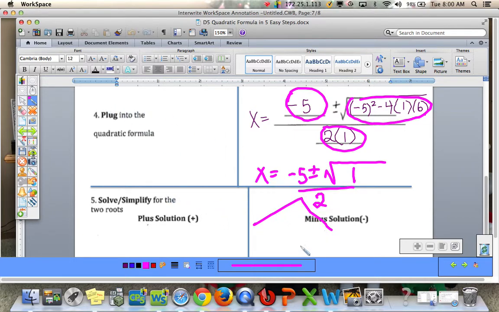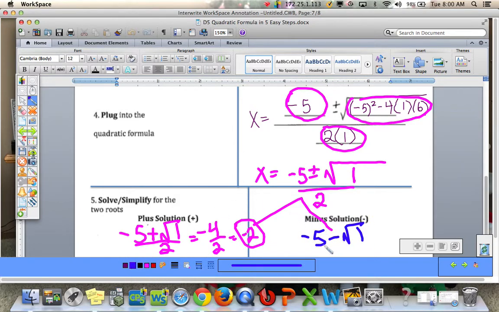So we're going to split this up into the two roots. So the plus solution is negative 5 plus the square root of 1 over 2, which is negative 4 over 2, which is negative 2. And the other solution would be negative 5 minus the square root of 1 over 2, which is negative 5 minus 1, so negative 6 over 2, which is negative 3.